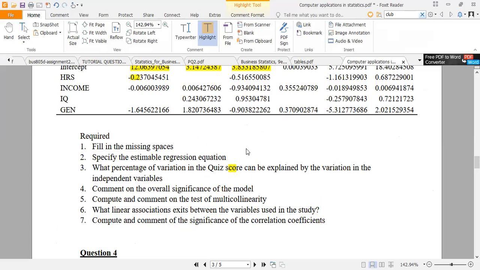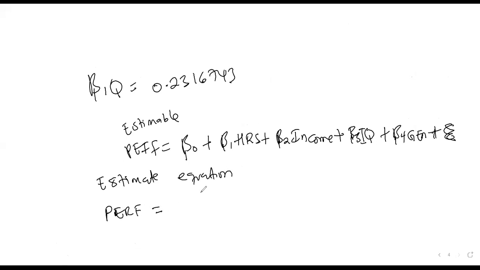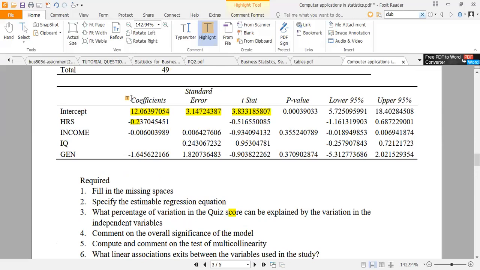Now you can also be asked to find, so this is the estimable, you can also be asked to find the estimated equation. So estimated equation simply means that you write all the betas, whether they are significant or not. So you are going to look at them and write it. So the beta for the intercept was 12 point something. That for HRS was negative 0.23, and so on. Income was this. IQ, we found it on our own. And then there is gender. So you are going to write them, right?